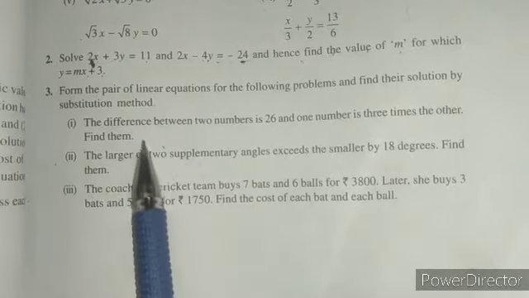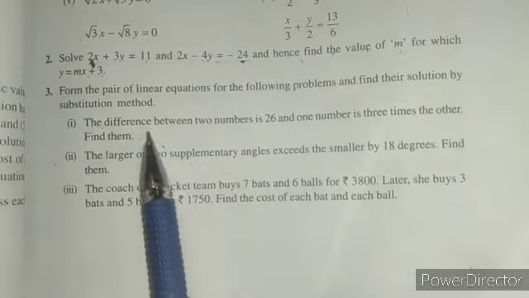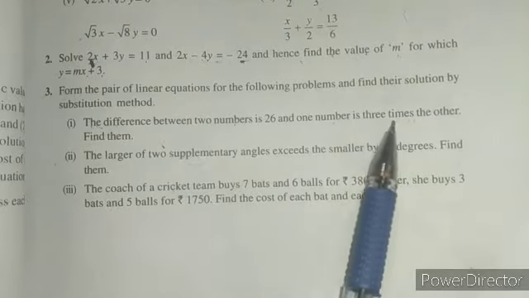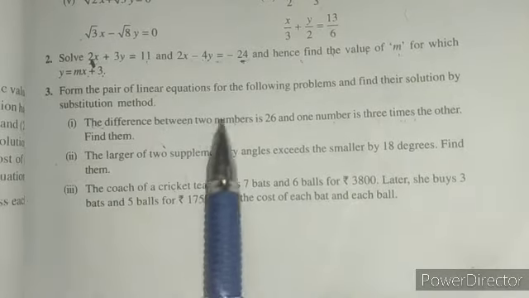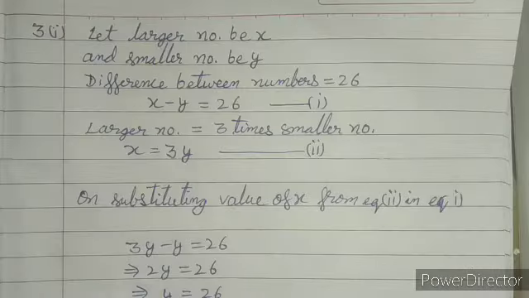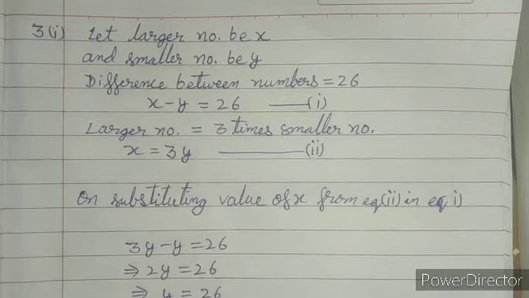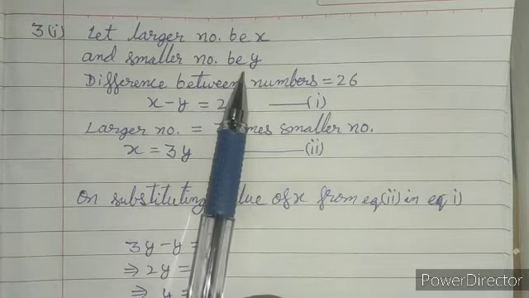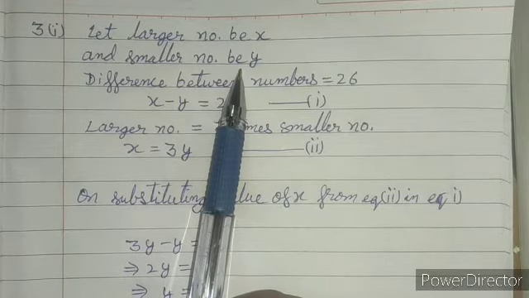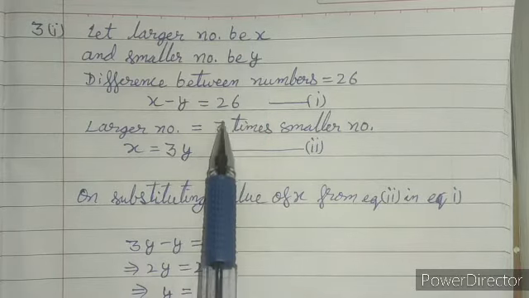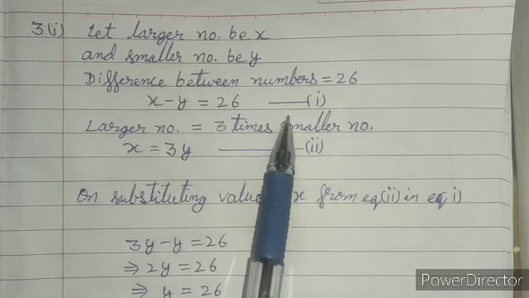In question number third, the first part is: the difference between two numbers is 26 and one number is 3 times the other number. Find them. Here we have to find these two numbers. First of all, we will form the linear equations in two variables by using the given information. I am taking the larger number as x and the smaller number as y. In the question it is said that the difference between two numbers is 26. That means larger number minus smaller number will be equal to 26. This is our equation first.